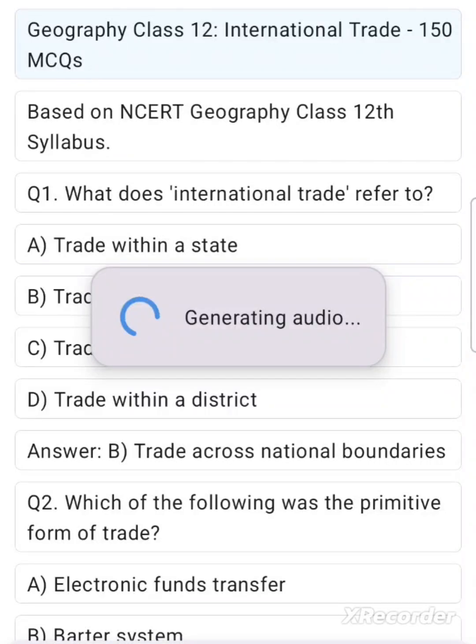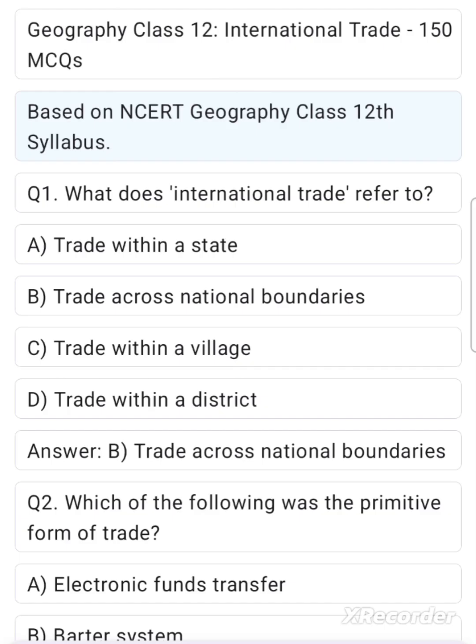Geography Class 12, International Trade 150 MCQs. Based on NCERT Geography Class 12th syllabus. Q1. What does international trade refer to?